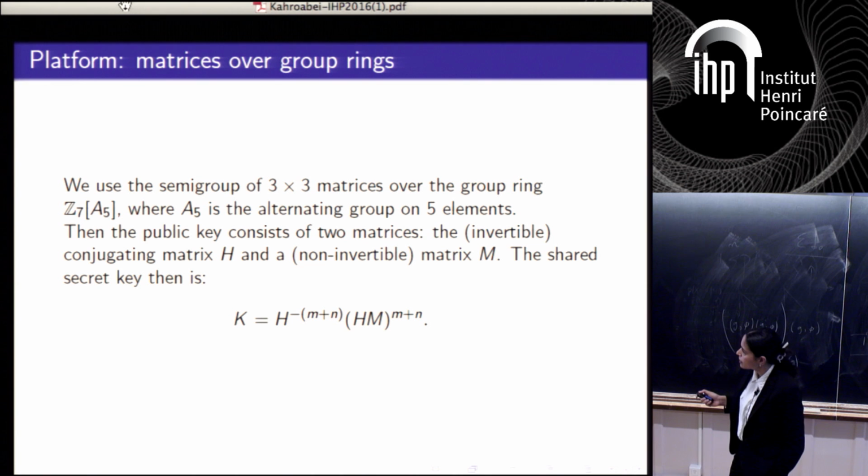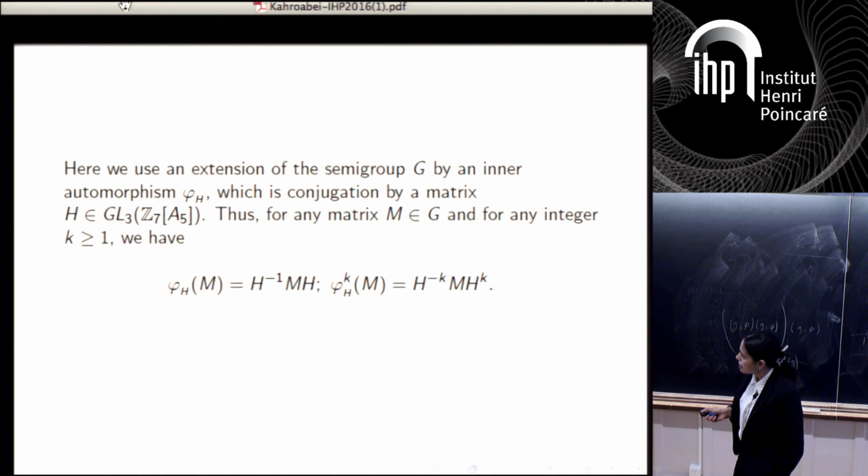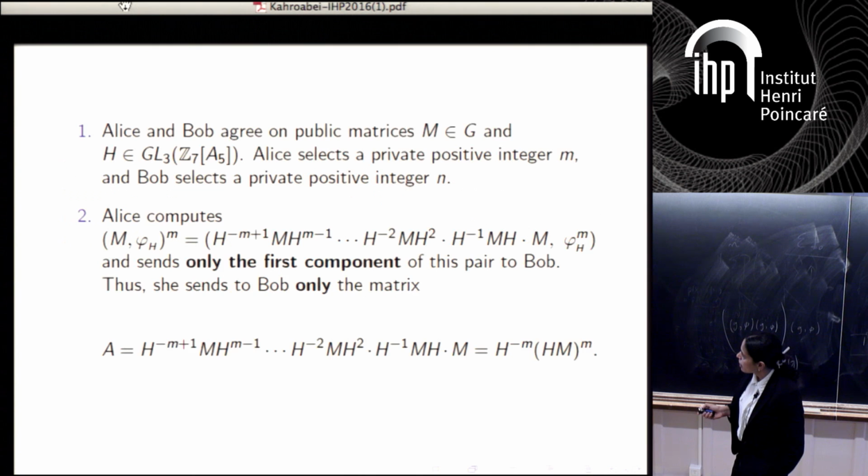The way we define the automorphism here, we took two matrices, one invertible matrix H and a non-invertible matrix M. The shared key that we came up with is H^(-m+n) M H^(m+n). As I said, the automorphism is just a conjugation. I don't have time to go over the details, but when Alice computes the first component of what I mentioned, this is going to be H^(-m) M H^m, and similarly Bob is going to get this one.